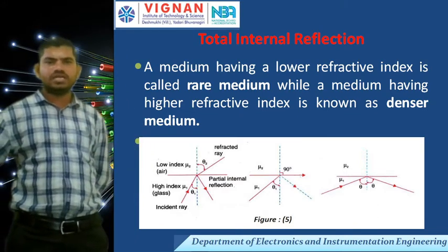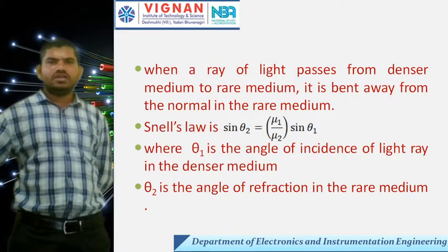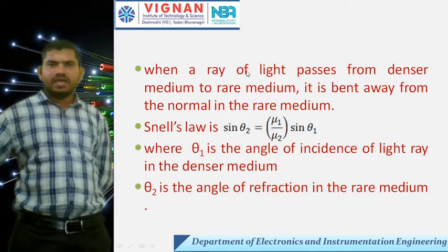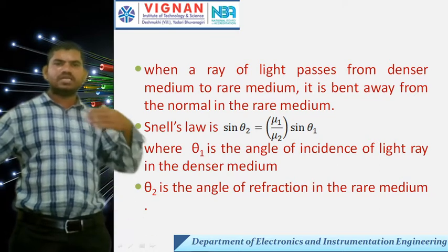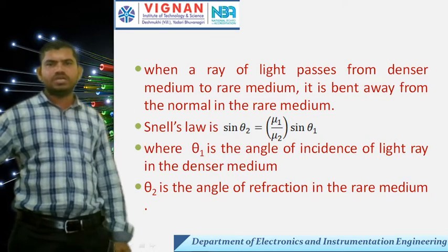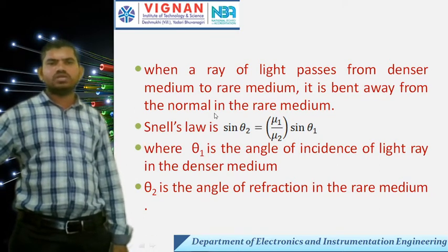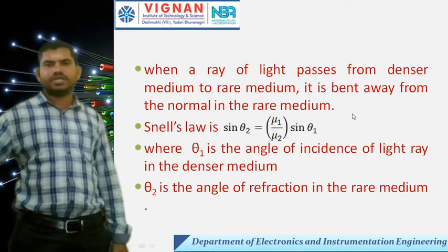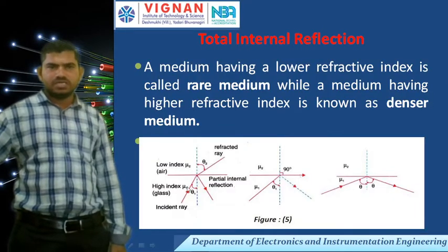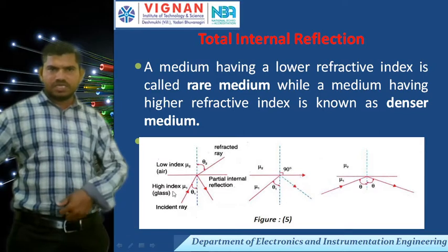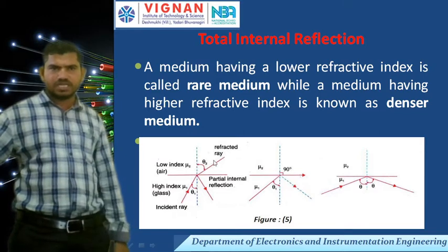What is total internal reflection? Here, when a ray of light passes from the denser medium to the rarer medium, it is bent away from the normal in the rarer medium. Here, this is denser medium, this is rarer medium.